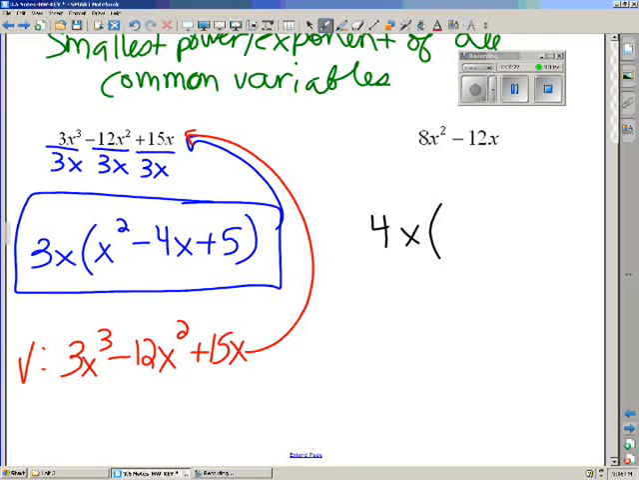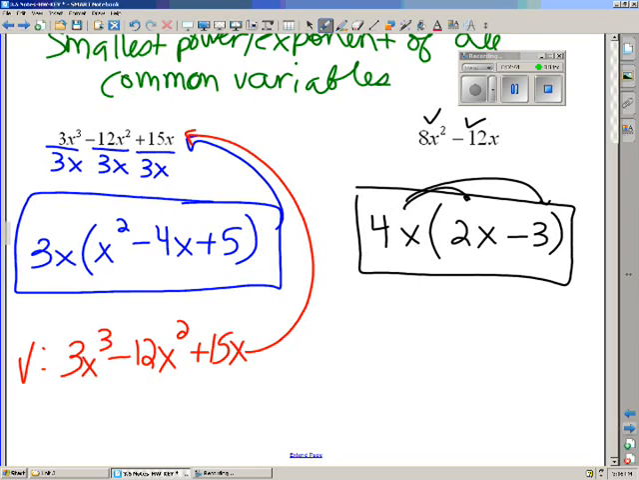I'm basically saying, well, 4x times what gets me back to 8x squared? And I know that's going to be 2x. And then I'm going to say, well, 4x times what gets me back to negative 12x? And that's going to be negative 3. This right here is my answer, because I used reverse distribution, which is just like dividing. So it's 4x outside the parentheses of 2x minus 3.